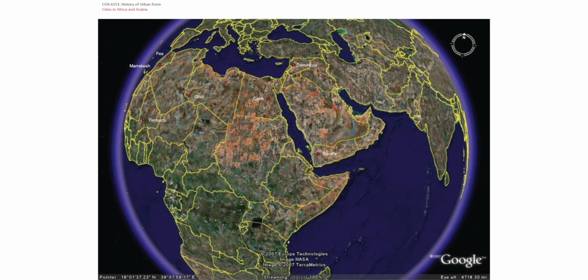Marrakesh, we've already seen. Fez, which I think is probably the most medieval city remaining. The old part of the city is probably the most medieval city remaining in the world. And Cairo to some degree, though not much.